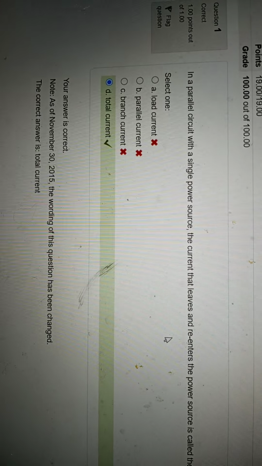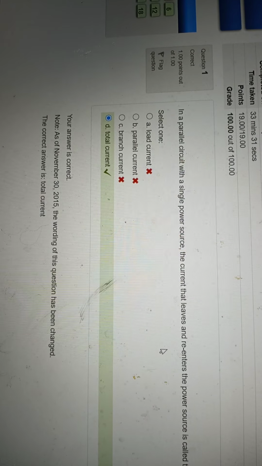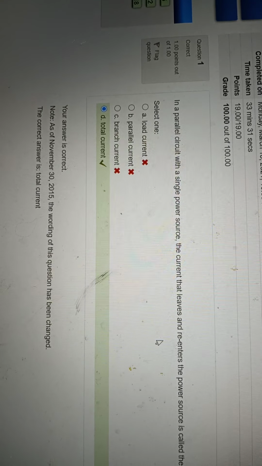Here's a question. In a parallel circuit with a single power source, the current that leaves and re-enters the power source is called the total current. That should be simple. I told you, what leaves on one side comes back in on the other side.